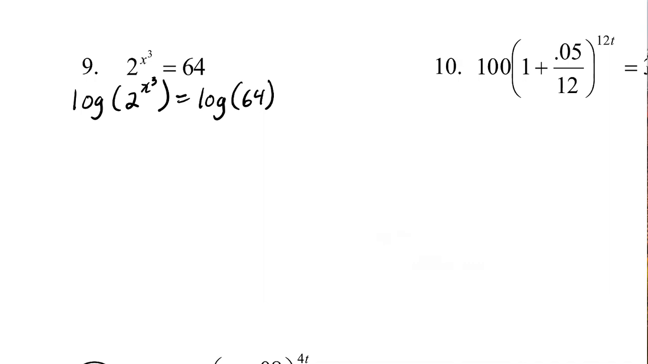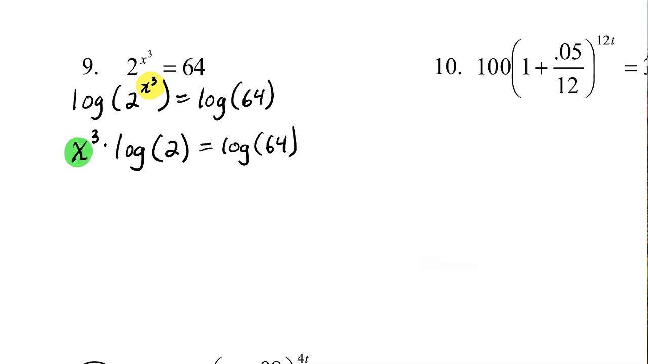And then the second step is what? Are you thinking about what you're going to do? This little exponent right there, you know where that's going to go? x cubed out in front, that's the power property, times log of 2 equals log of 64. And then we need to isolate the x, so we're trying to solve for this x guy right there. So we're going to divide both sides by log 2, like so.